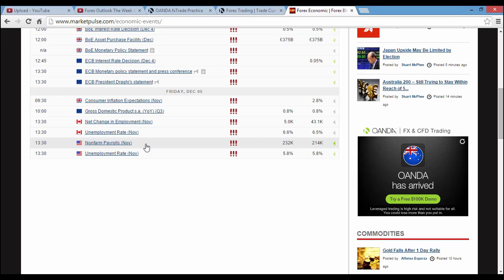So last month, the market expected 235,000 and the actual reading was 214,000, which was significantly less than what was expected. The reason why this information is so important is because it gives us a leading indicator into the health of the economy. So basically it has a big effect on the US dollar. Let's see the effect that it had on the market.